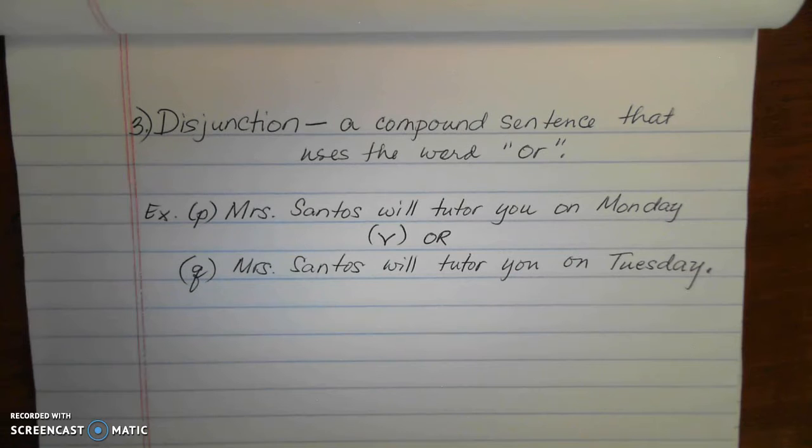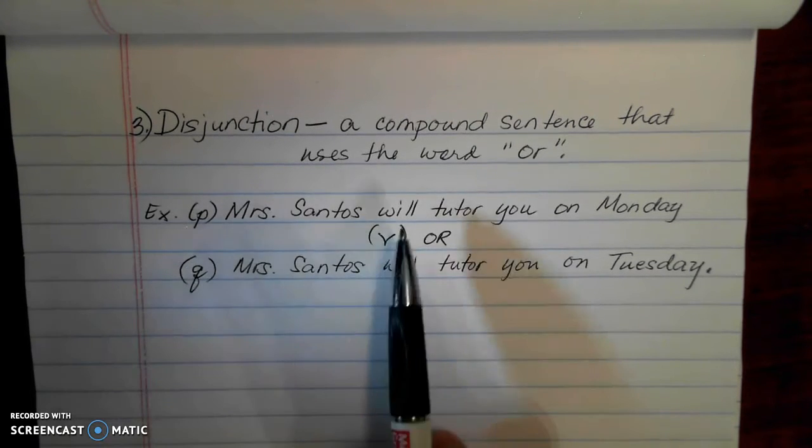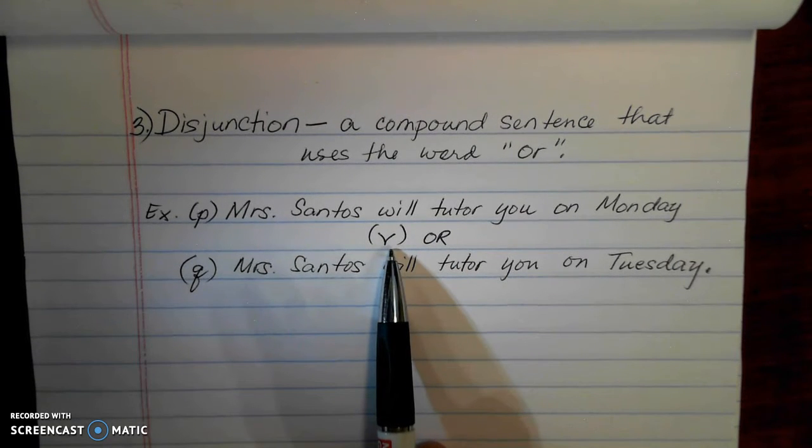We are on the third type of statement, and this is the disjunction. A disjunction is a compound sentence that uses the word or. For example, Mrs. Santos will tutor you on Monday, or Mrs. Santos will tutor you on Tuesday. Symbolism: P, Q, and then the symbol for disjunction.